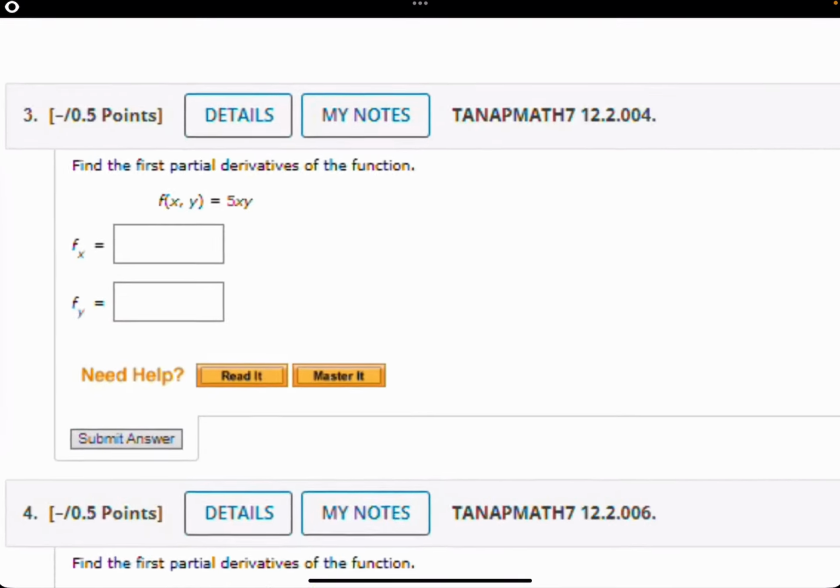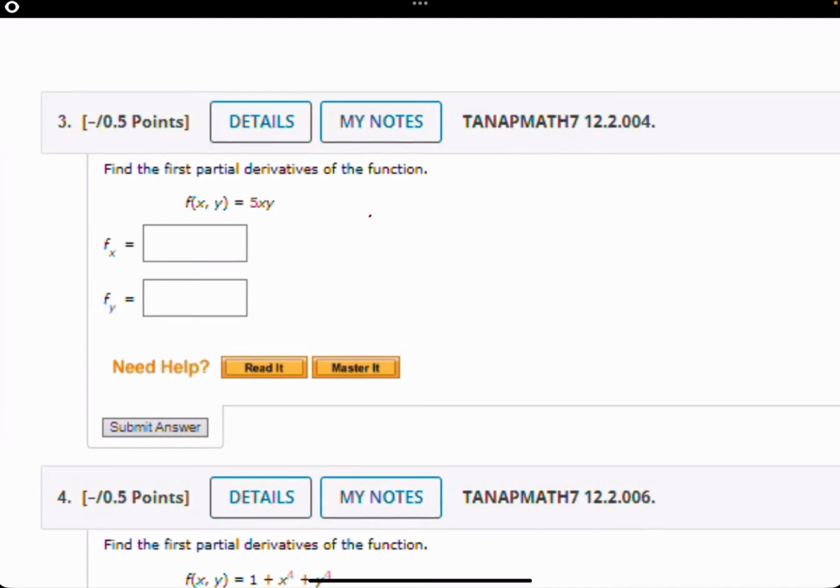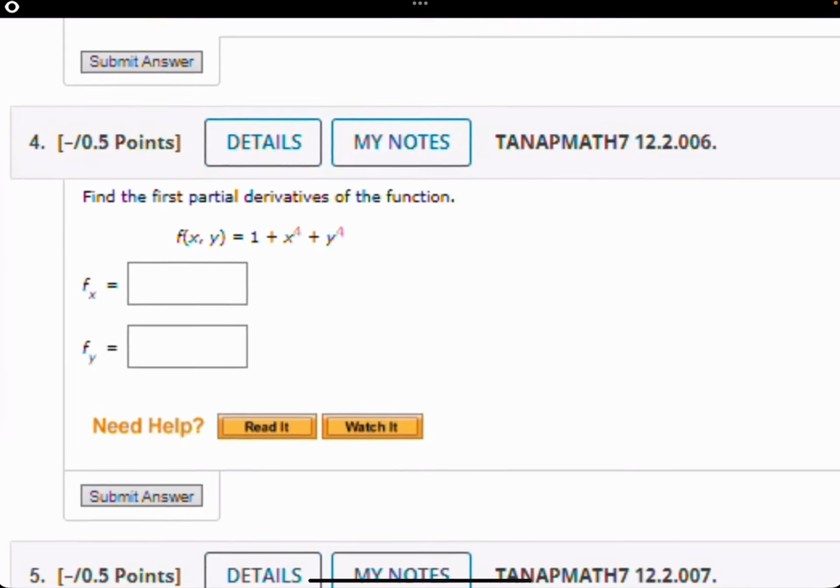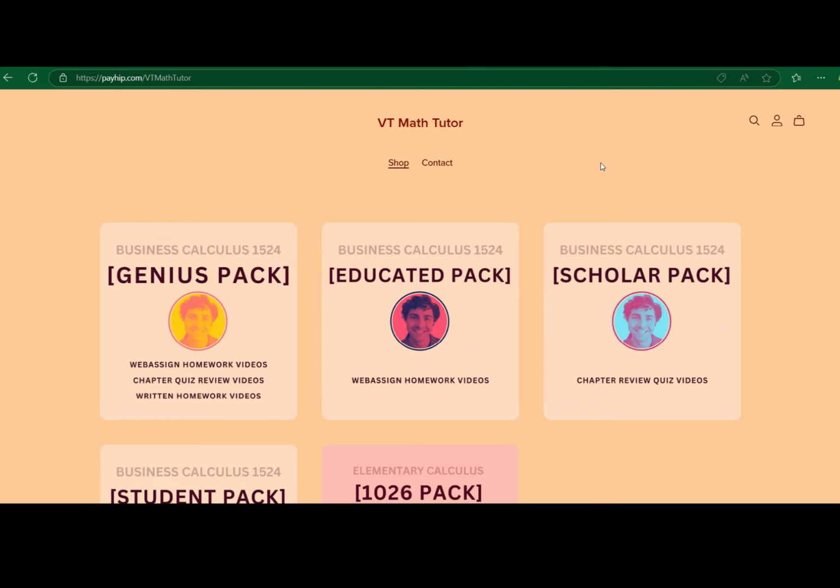All right, now we're just practicing partial derivatives. Let's get into it. 5xy. The derivative of the x term, 5x, is just 5, but the y will stay attached. Likewise, fy will be the derivative of the y term, so y goes to 1, but the x term, 5x, stays attached, so it's just 5x. Number 4.